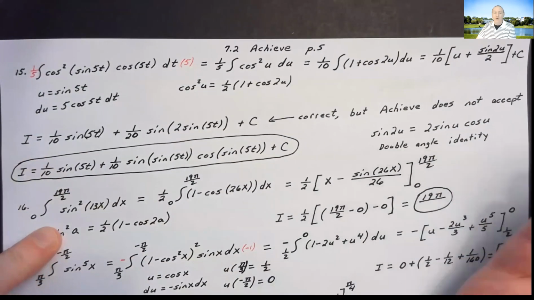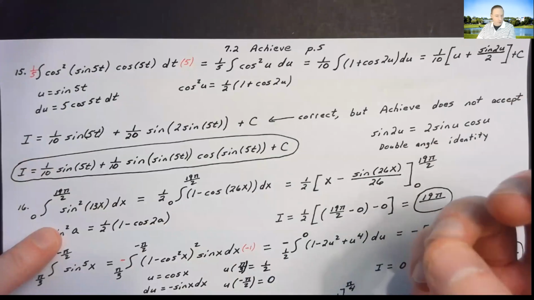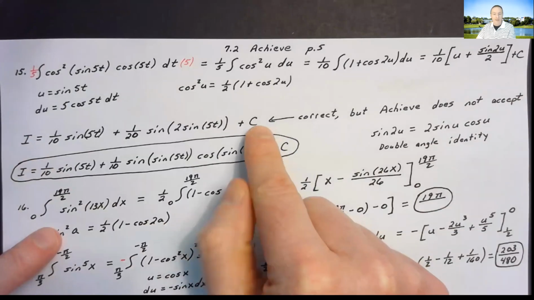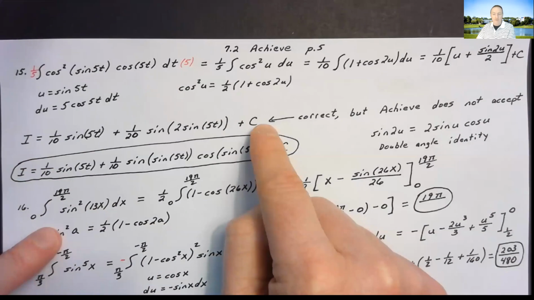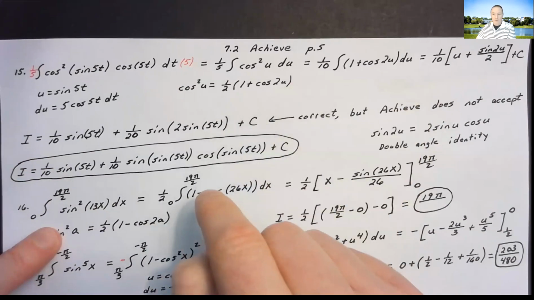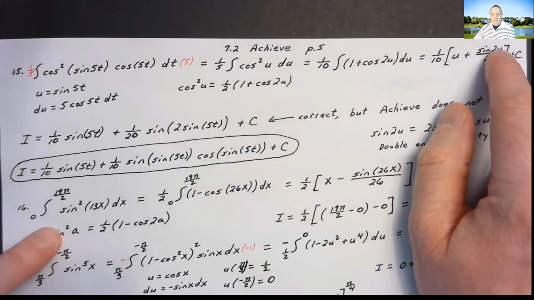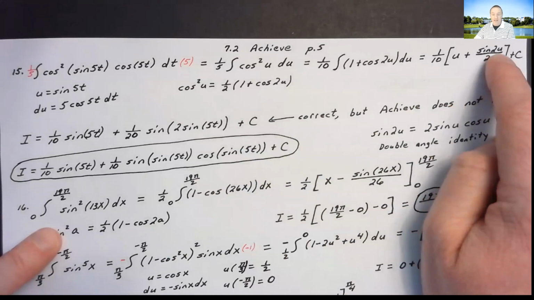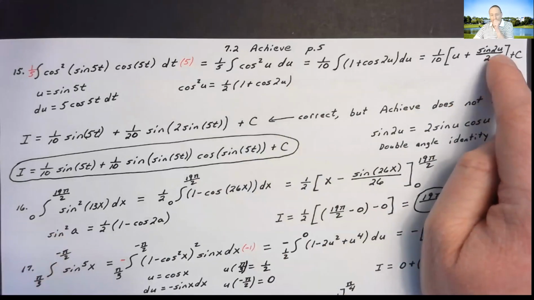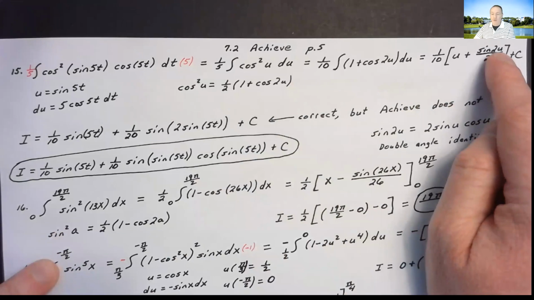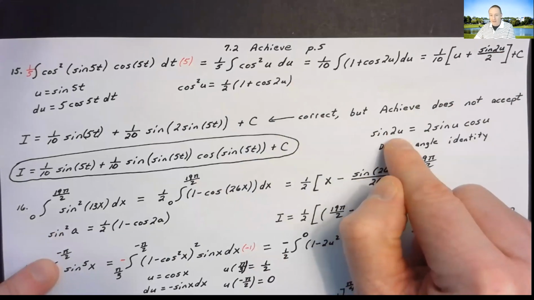And that makes you think, oh, you've done something wrong. No, you have not if you've done it this way. This is a correct answer. But what Achieve is wanting you to do here in order to make this, I'll say, a slightly better answer, is after you integrate, they're wanting you to use the double angle identity.